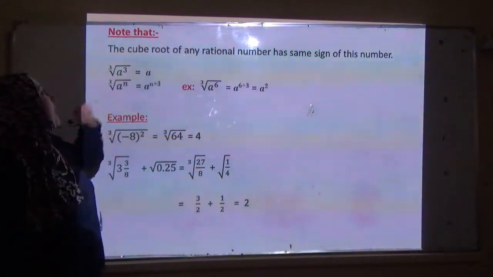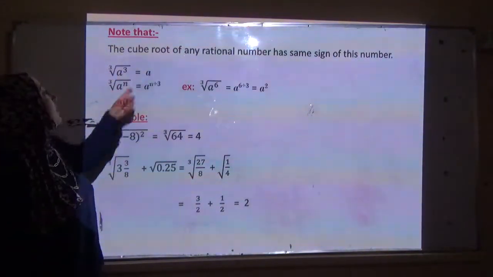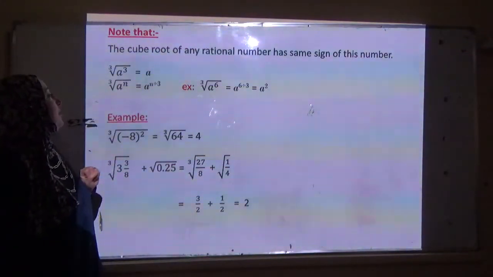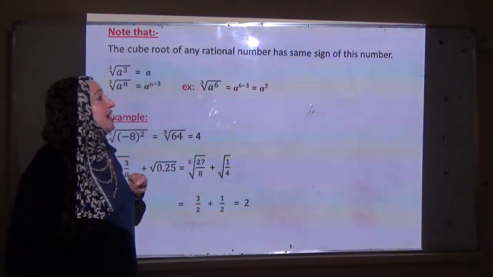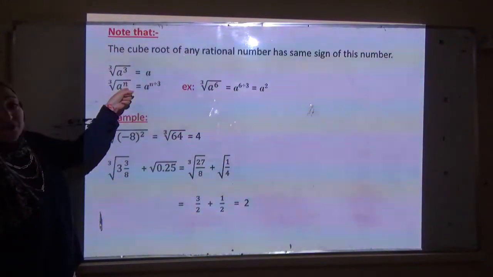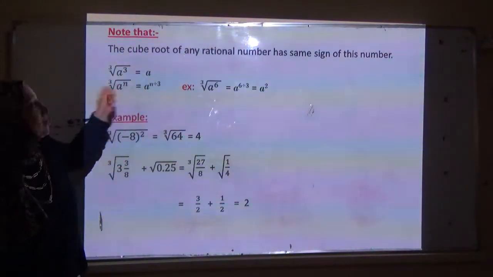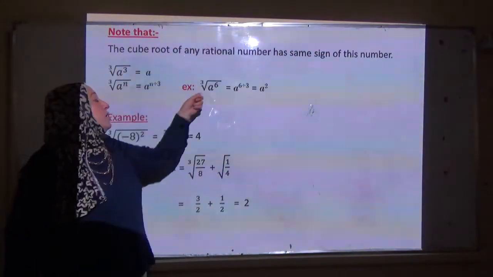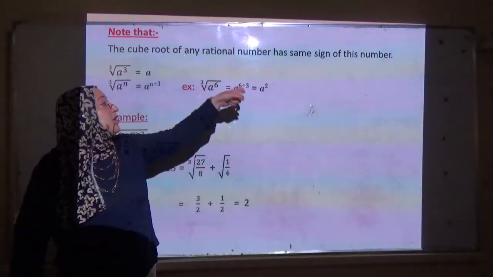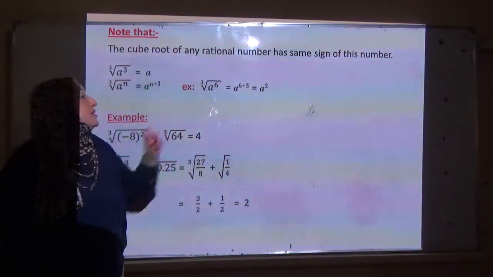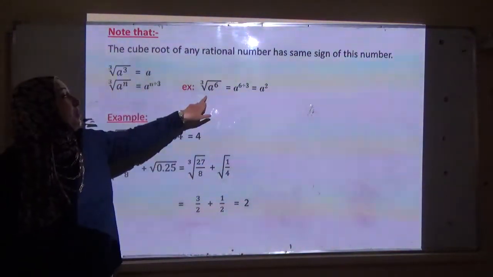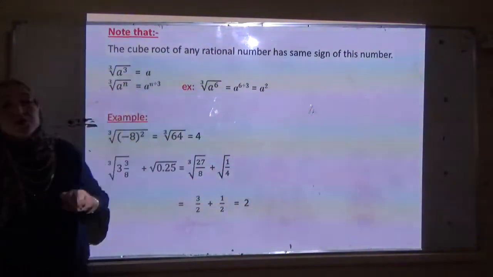Cube root of A power 3 equals A. Cube root of A power n equals A power n divided by 3, in which n is an integer. Then, for example, cube root of A power 6 equals A power 6 divided by 3. 6 divided by 3 is 2, that means A power 2. Then cube root of A power 6 equals A power 2.